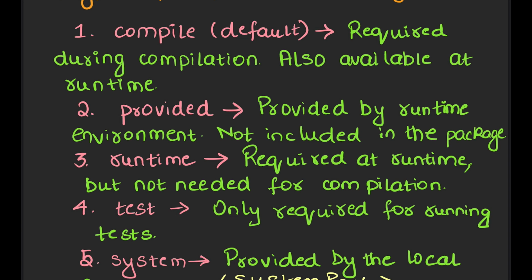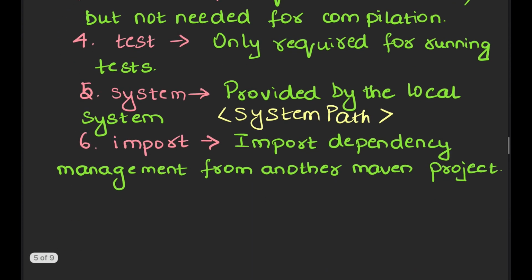Next, runtime. This scope indicates that the dependency is only required at runtime and is not needed for compilation. The dependency will be included in the final package. Next, test. This scope indicates that the dependency is only needed for compilation of test classes and execution of tests. It will not be included in the final package and will not be available at runtime.